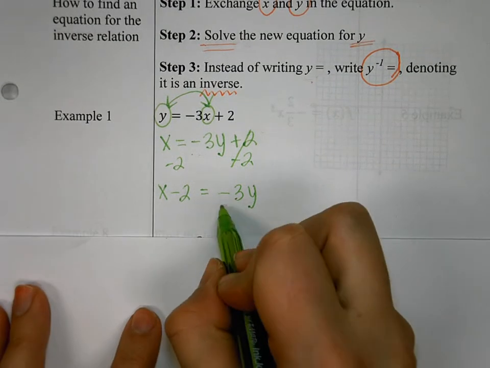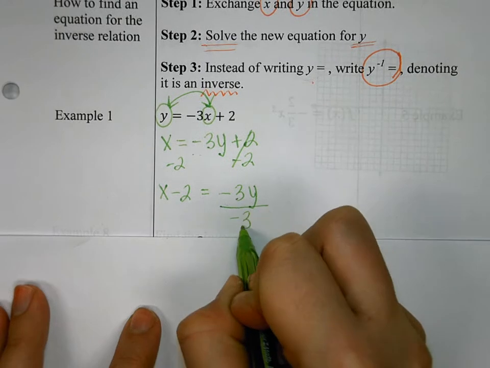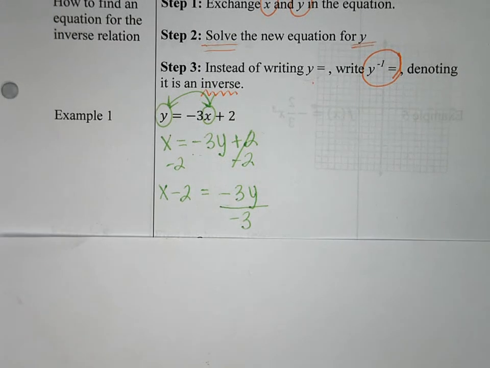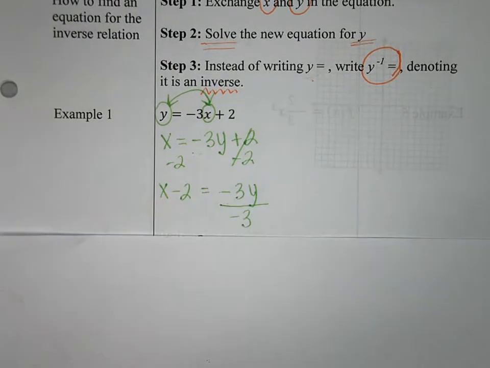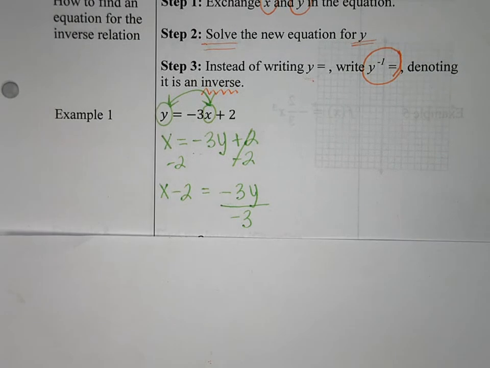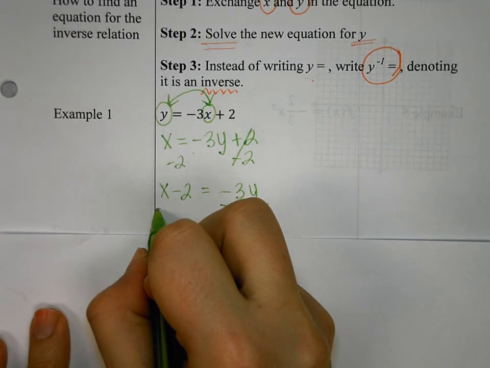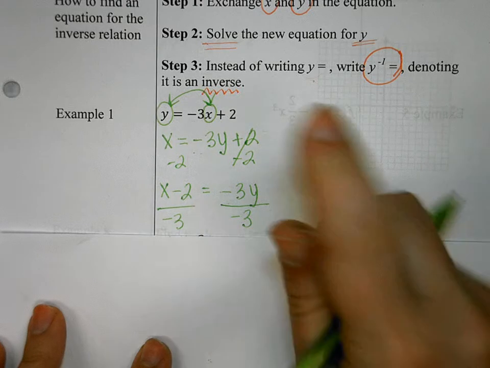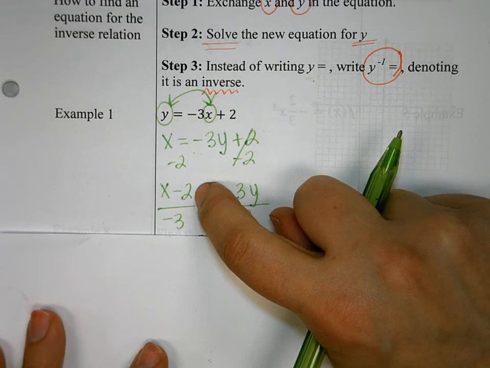And then the last step of solving for y is I divide both sides by negative 3. Now remember, that subtraction is like glue. This x minus 2 is one number. It's stuck together. So when we're dividing by negative 3, we have to divide the whole thing by negative 3.